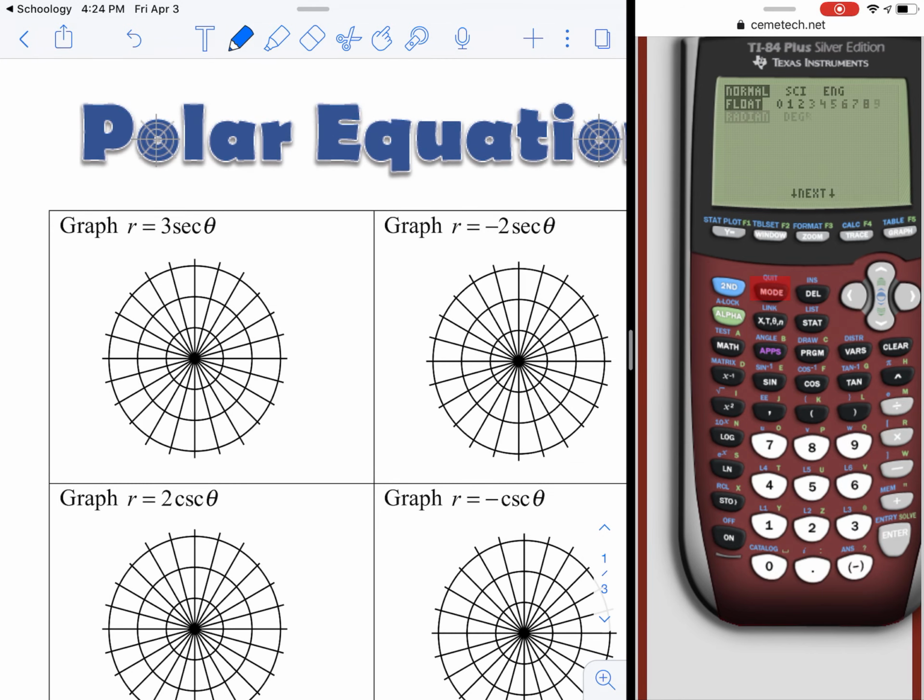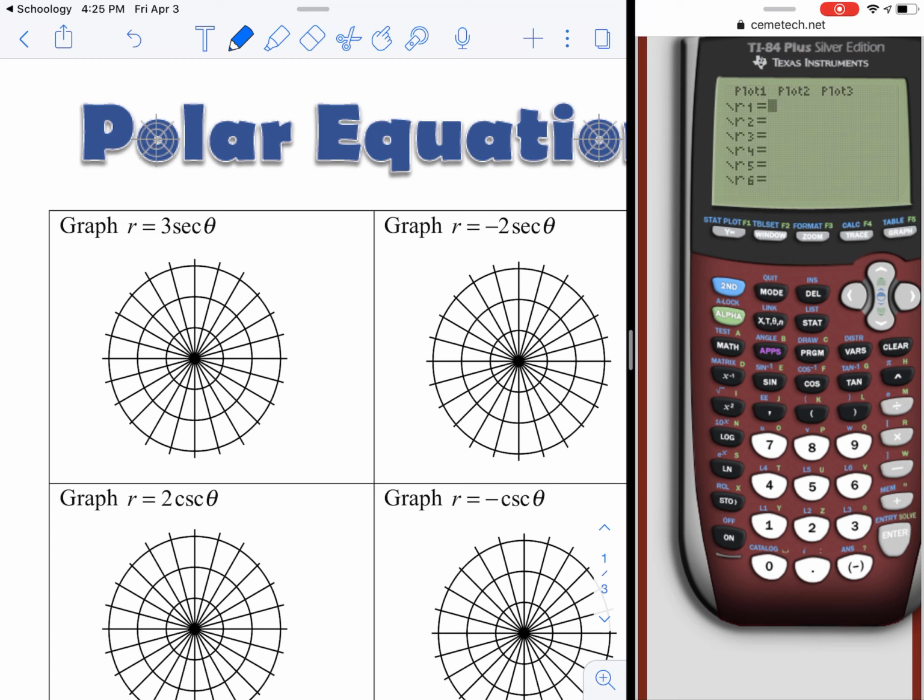If you want to graph, first thing you need to do is go to your mode, and we need to be in radian mode. And then also, I want you to scroll down to where it says function and parametric, but go to where it says POL, or POR. Yeah, that L really looks like an R. POL, which is polar mode.